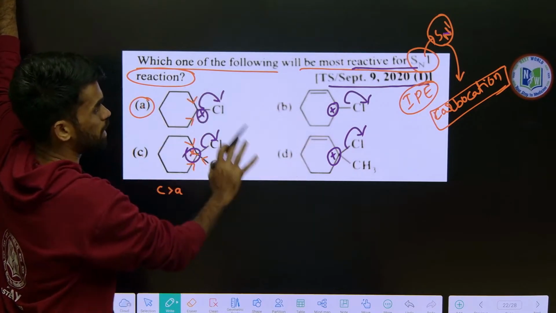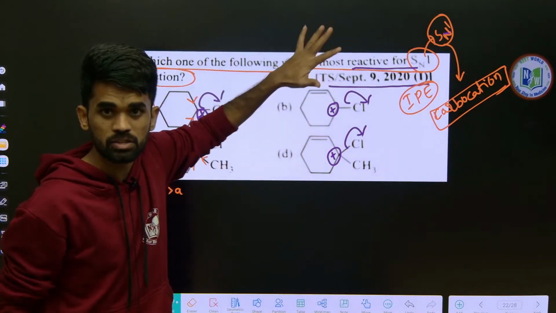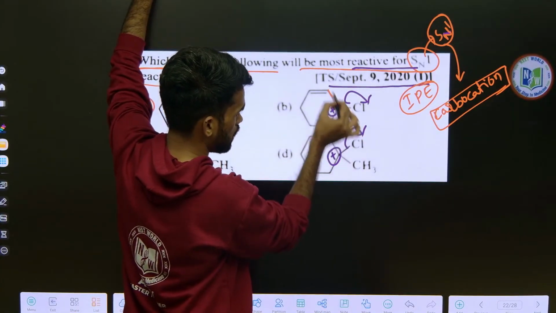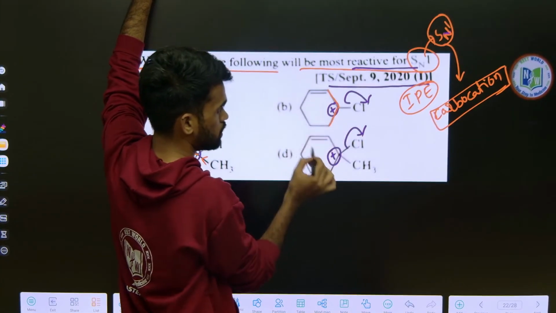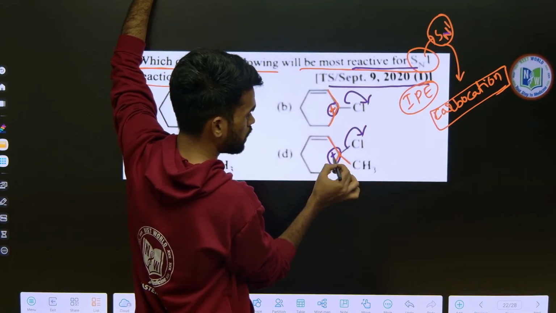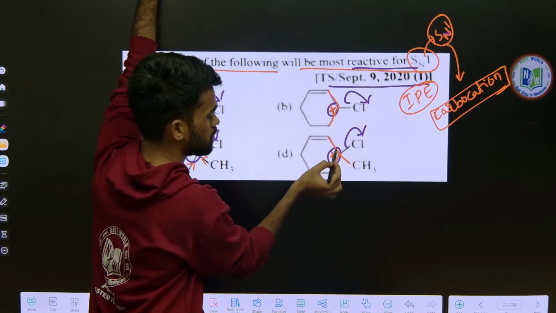Let me give you the final order. They are asking only one option. I will give you complete clarity on this question. See here, this side 1 carbon and this side 1 more carbon. It's a secondary carbocation. And this one: 1, 2, 3. So we have a tertiary carbon. It means 3 alkyl groups are there, so it is more stabilized.